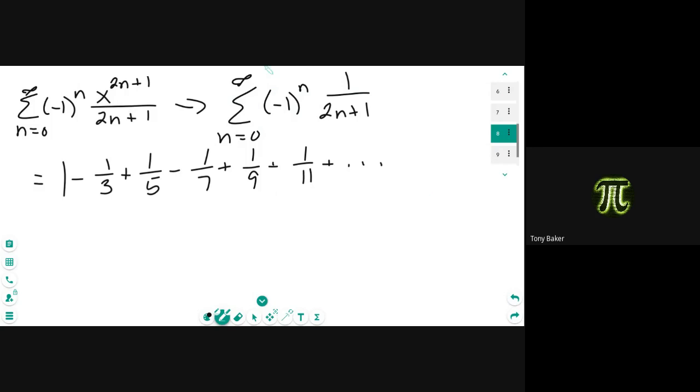All right, so that's really where these summations can come into play. We can use them to calculate really complex things that we wouldn't be able to calculate otherwise.